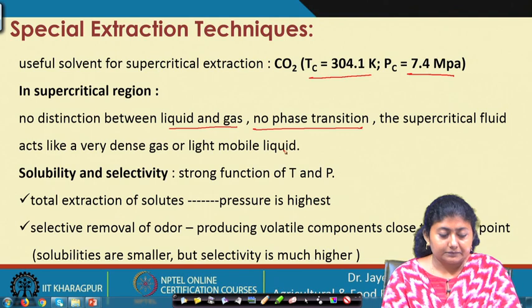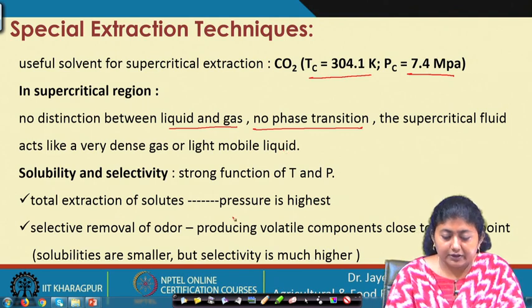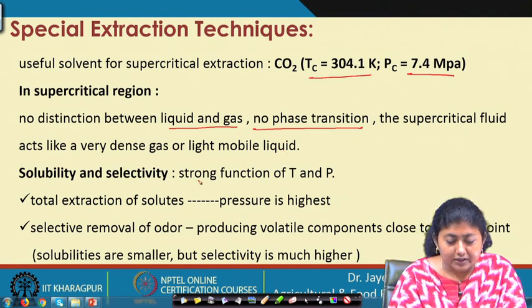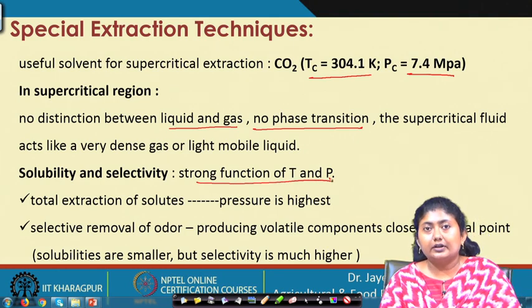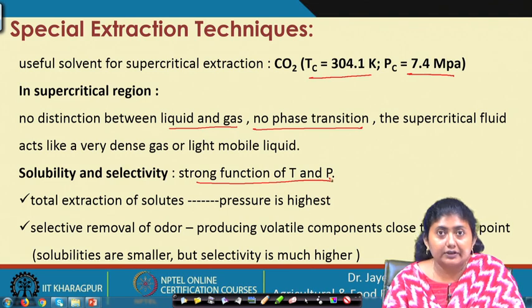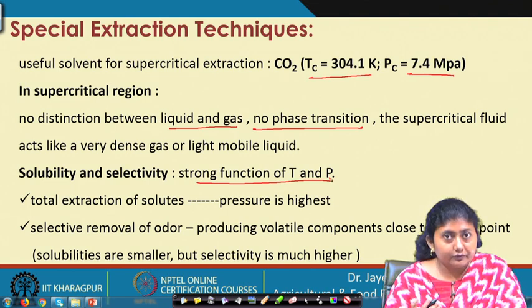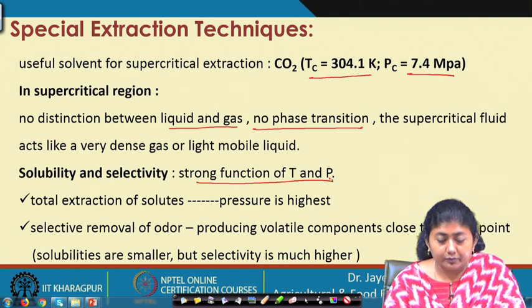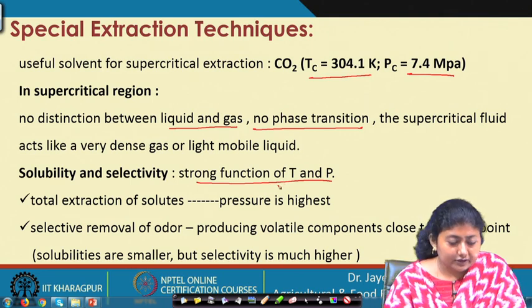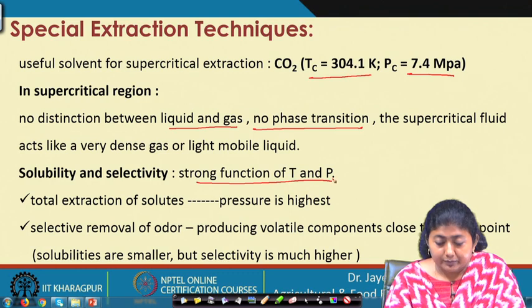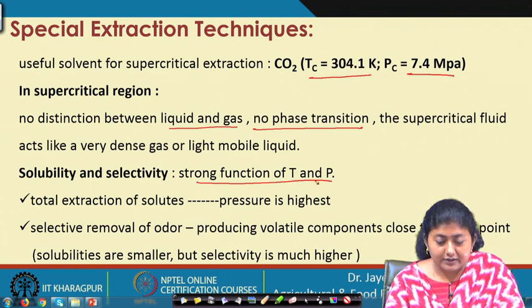Solubility and selectivity: as I mentioned, this is a strong function of temperature and pressure. Not only will supercritical gas increase the selectivity, it can be used for a large number of solutes or components. Because of this broad selectivity, that is one advantage. The second advantage is higher solubility, and we have seen that it is a strong function of pressure and temperature when the pressure is in some higher range.